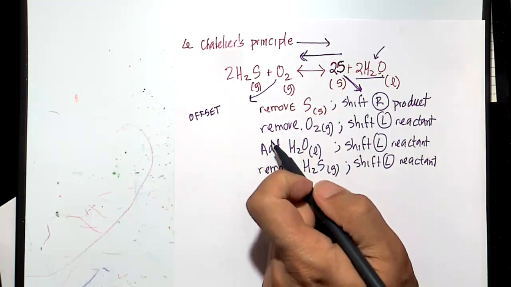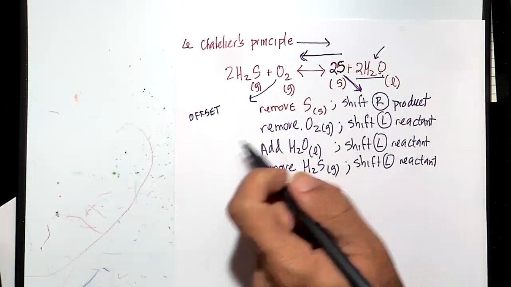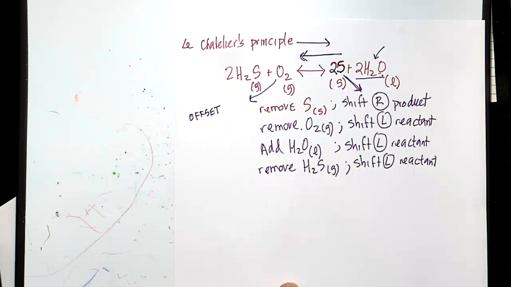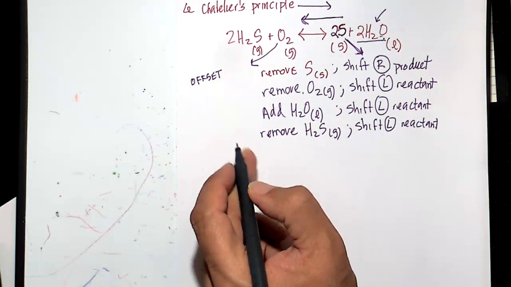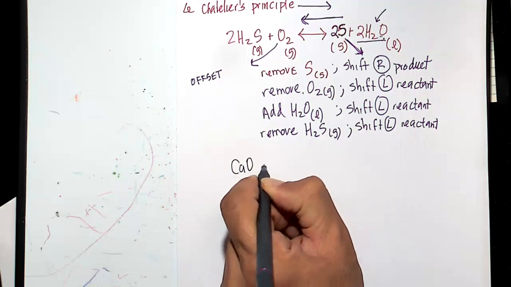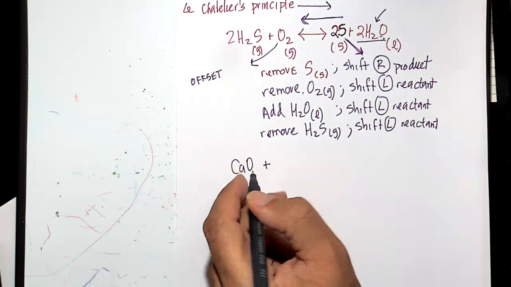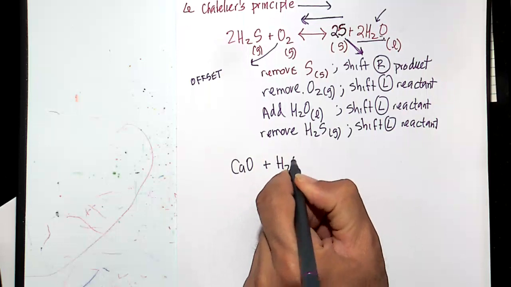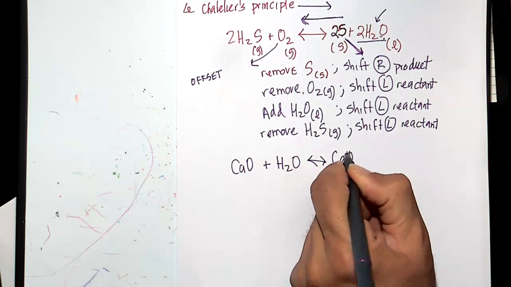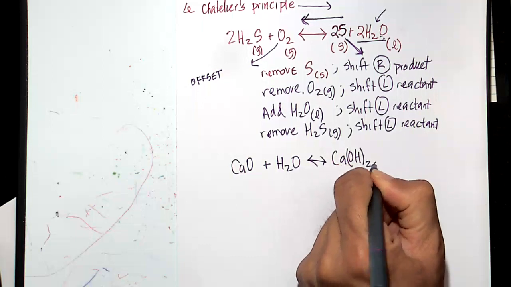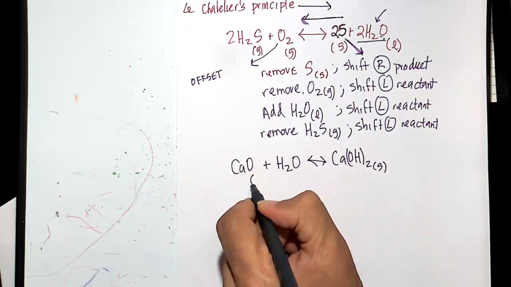A question like this will be on the exam. Also, I believe it's on your quiz as well. So what if we have a reaction like this? We take some calcium oxide, we add some water to it, and we make calcium hydroxide, a solid.